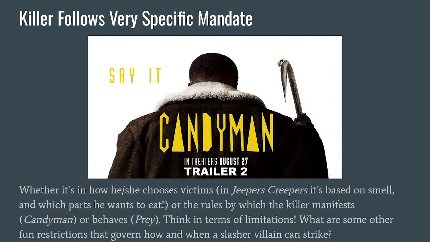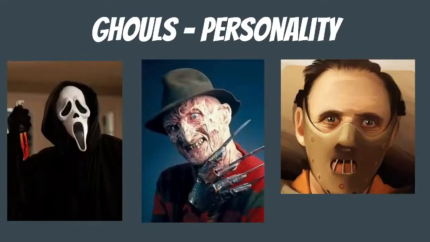So it's nice to think of ways that your killer follows rules, whether they are self-imposed, like the Predator, where those are mostly self-imposed, or supernatural rules like Candyman, that they absolutely have to follow every time. Think of the different fun that we can have in your story as a result of limitations.